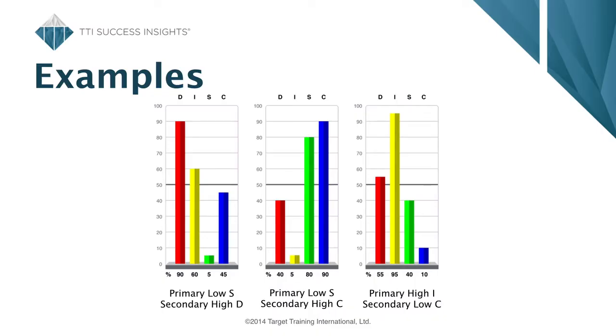And here are three examples to help you understand what I just talked about. You can see by looking at the examples, where we've identified both the primary and the secondary for you, how far they are from the midline, and draw that conclusion. Again, this is very important information that we feed into the computer to generate your personalized report.